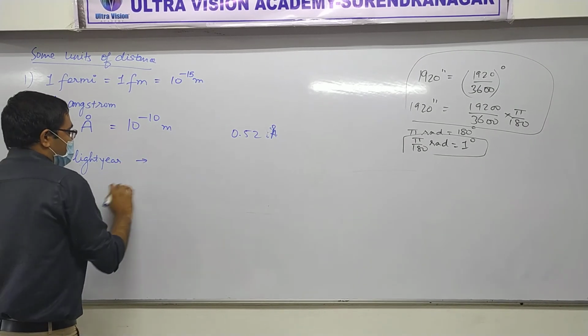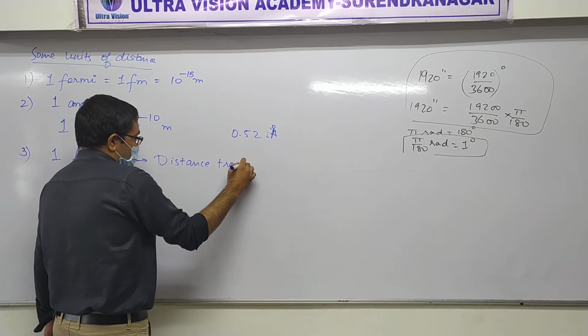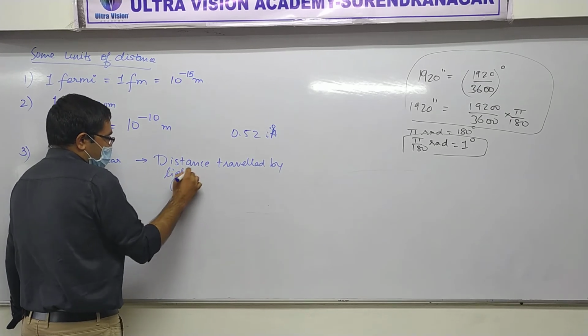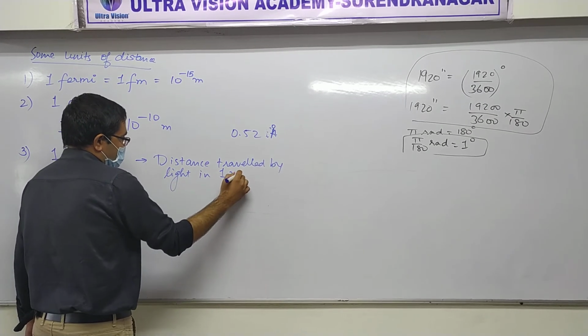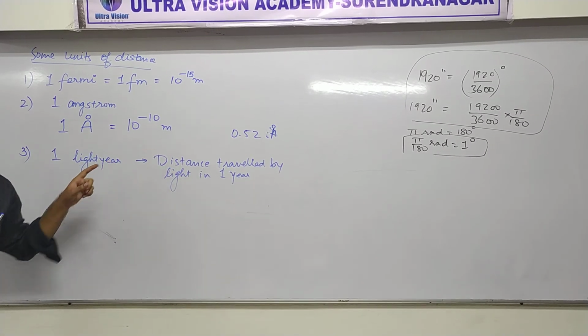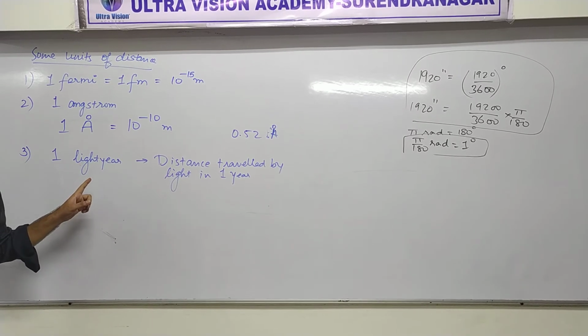It is the distance traveled by light in 1 year. Okay, this is traveled by light in 1 year. This is called light year. So light year is not a unit of time. Please be careful. Some people make that mistake. Light year is not a unit of time.